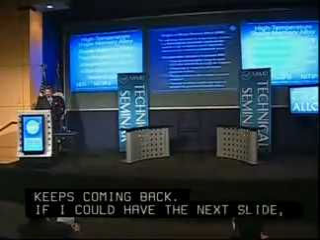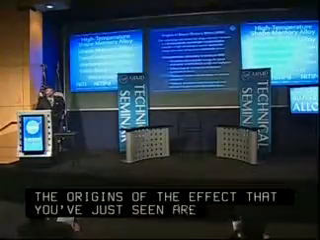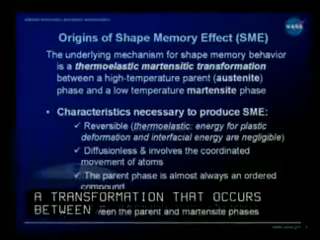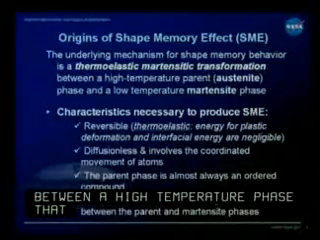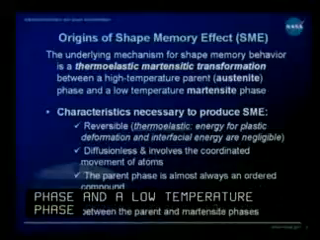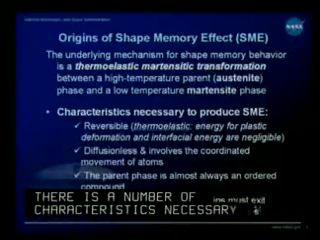The origins of the effect that you've just seen are related to a particular type of phase transformation. It's a thermoelastic martensitic transformation that occurs between a high temperature phase that we refer to as the parent phase or the austenite phase and a low temperature phase known as martensite. And there are a number of characteristics that are necessary in order to produce that effect. This is not an inclusive list, but it's some of the more important.